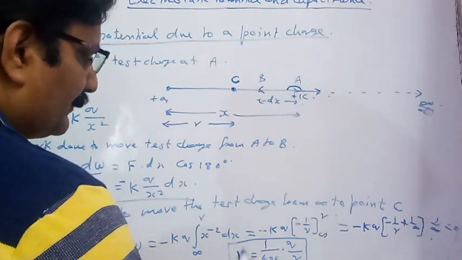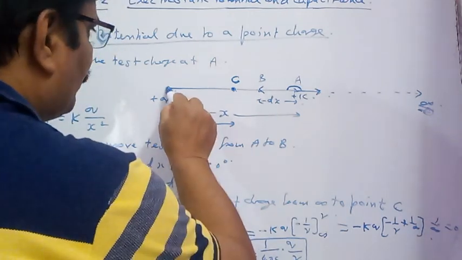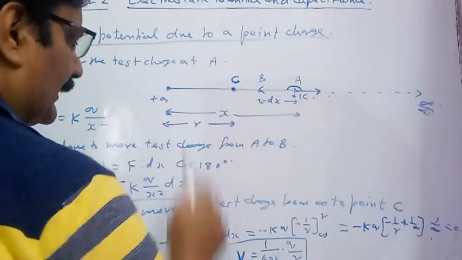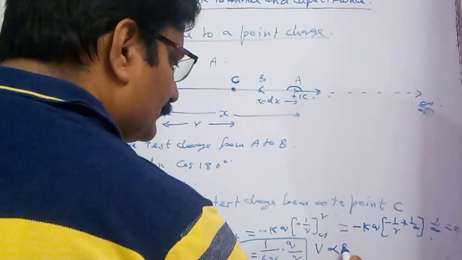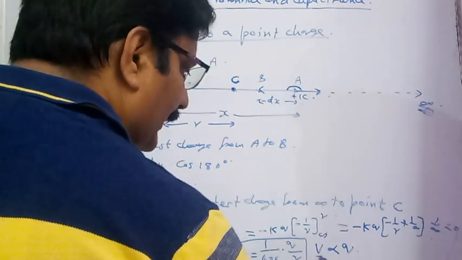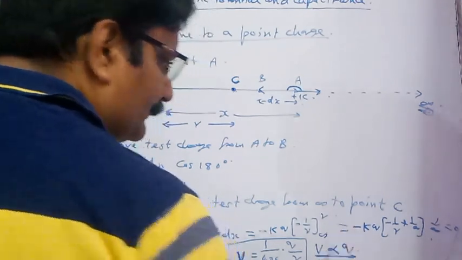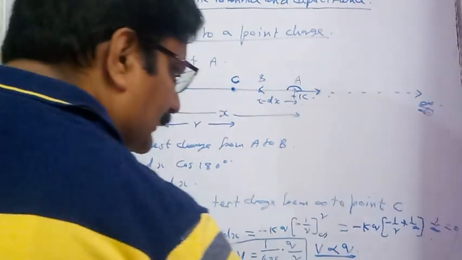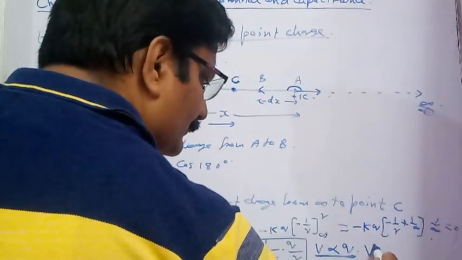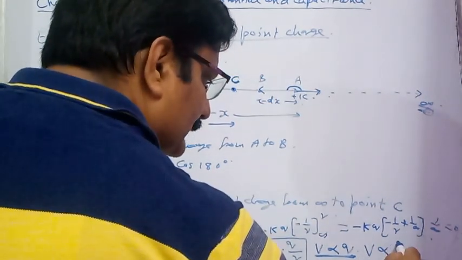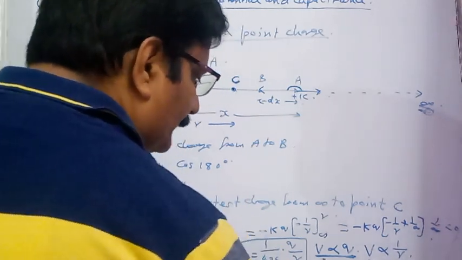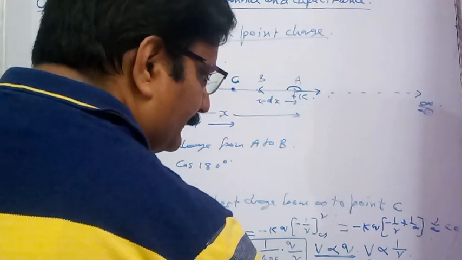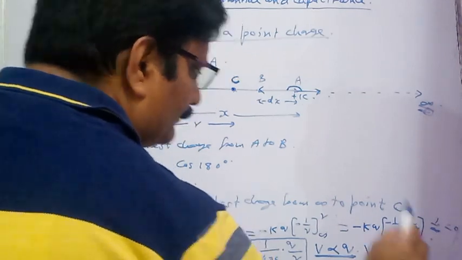Here from this formula you can see potential at a point of the electric field of a point charge, V is directly proportional to magnitude of the charge Q, and it is inversely proportional to distance of the point R. V is directly proportional to Q and V is inversely proportional to R.